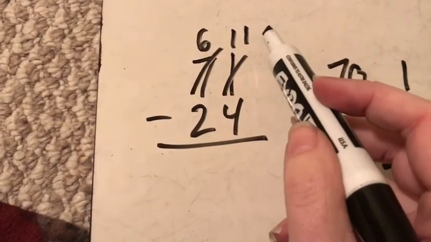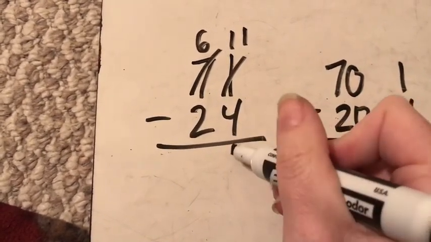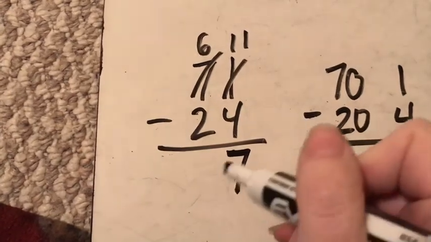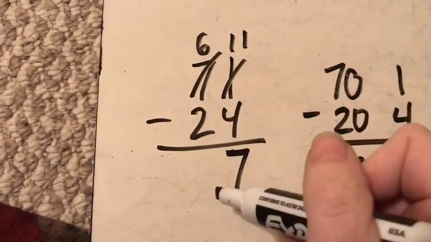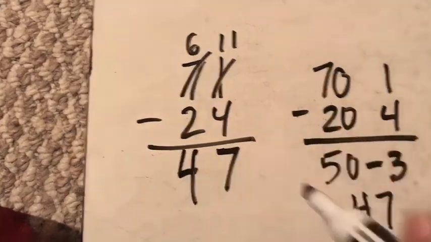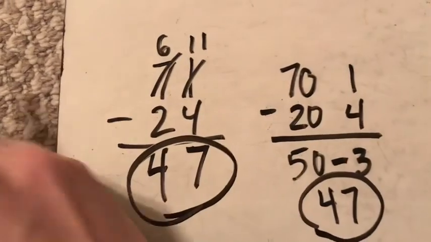All right, so then 11 ones minus 4 ones is going to be, let's see, 7, because 7 plus 4 is 11. And then 60 minus 20, or 6 tens minus 2 tens, is 40. And you can see either way that I do it, I get a difference of 47.